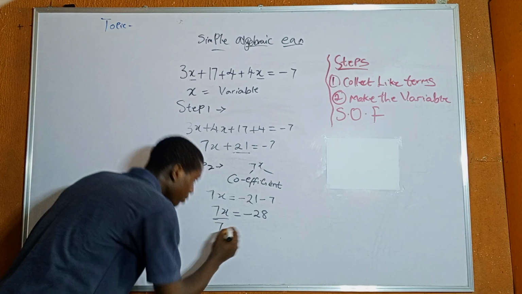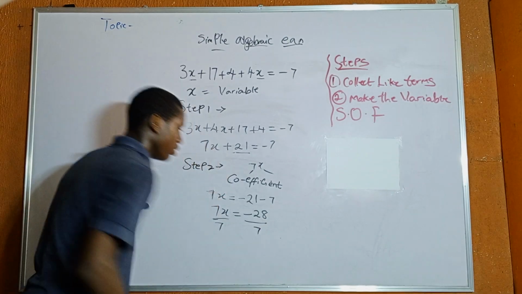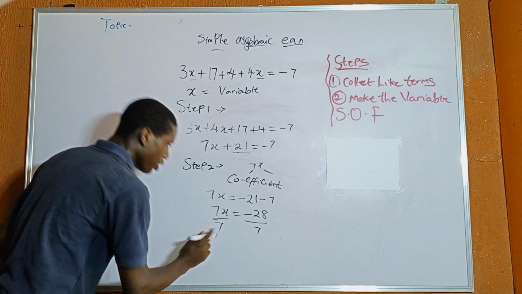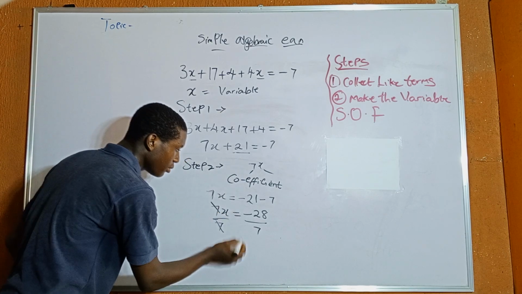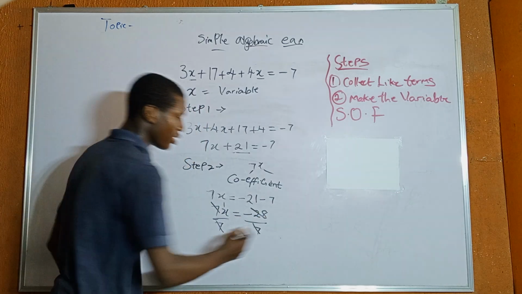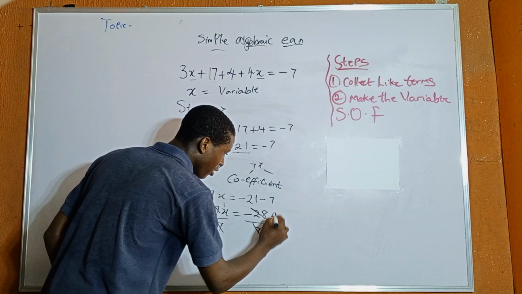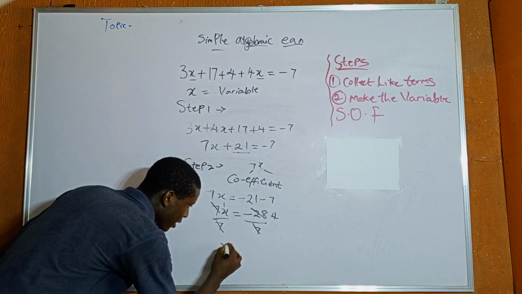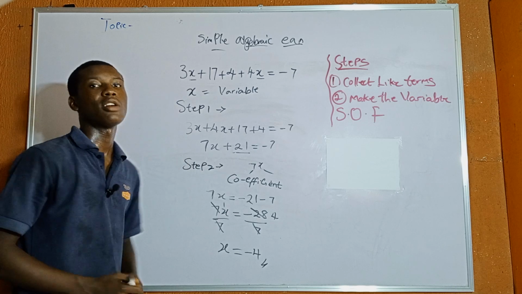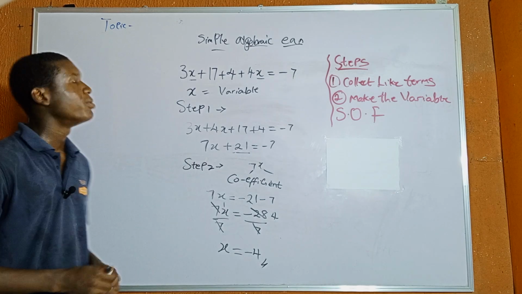So this is 7 over 7. We divide through by the coefficient, which is 7. So 7 cancels 7 gives us 1. 7 cancels 28 gives us minus 4. So that will be x equals minus 4. And that is how you solve your simple algebraic equation.